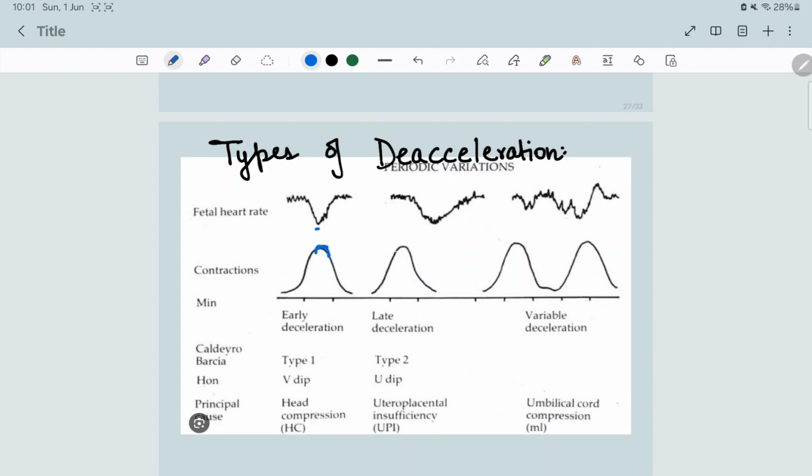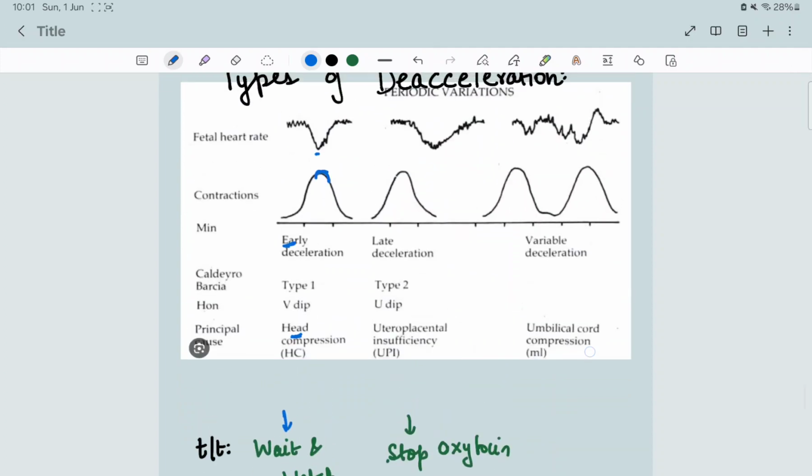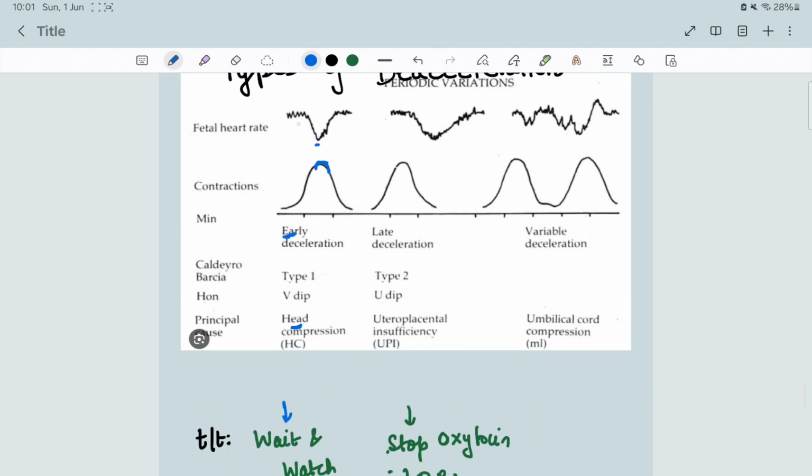A V type of dip is seen. It is seen during head compression. You can learn like HEEE, head compression, which is physiological, and the treatment of this is we have to just wait and watch. And there's a gradual decrease, the word will be seeing gradual decrease, and the dip, that is from when the fetal heart rate starts to fall to when it is lowest, it is 30 seconds.